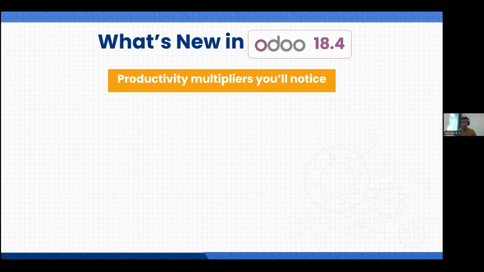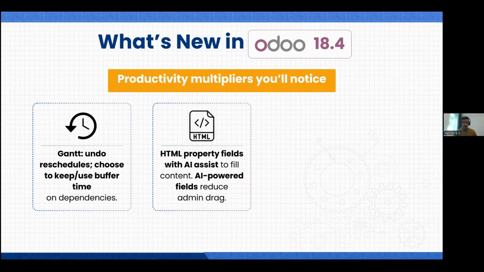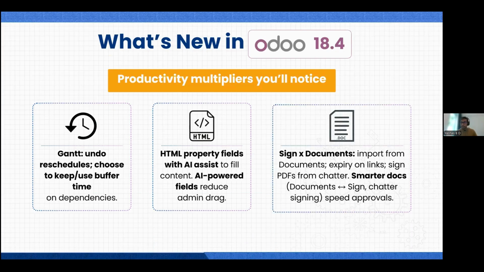Now let's quickly see what is new in Odoo 18.4. Basically, we can undo reschedules. We can choose to have buffer times on dependencies. And we can use AI-powered fields to reduce the admin drag. And most importantly, as I said, the documents, where in the ECO itself you can attach the design documents and all these aspects. We can even integrate the Sign module as well, where if you want a signature on these documents, we can make use of that in the ECO.